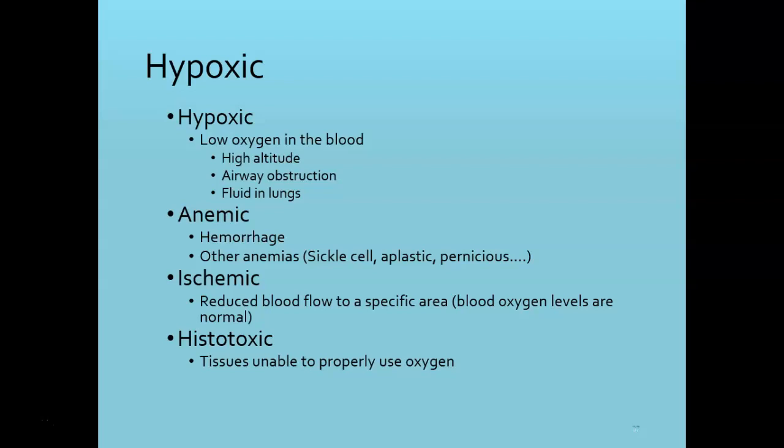And histotoxic hypoxia, blood delivery of oxygen is adequate, but the tissue can't use it properly. This is usually because of some toxic agent, such as cyanide poisoning. So cyanide blocks the enzyme that's required for oxygen to be used to form ATP, so the tissues become hypoxic.